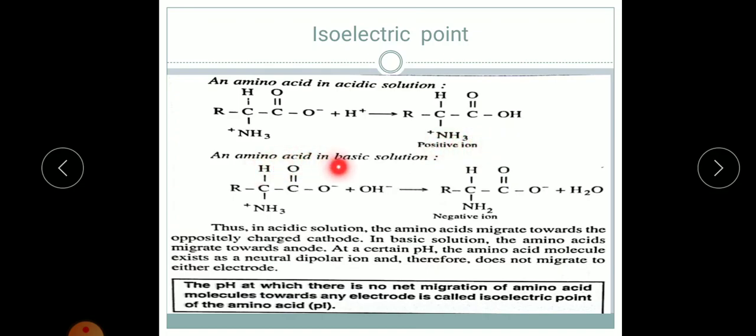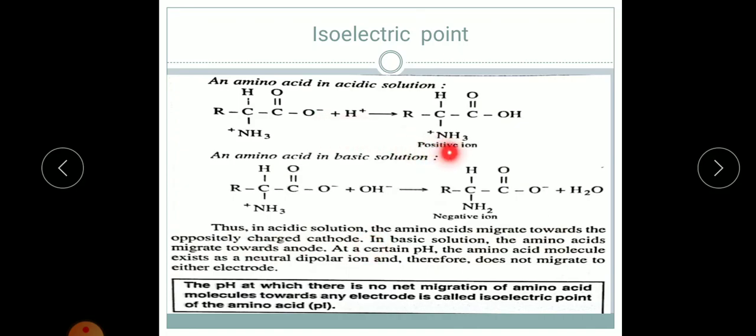Whereas when an amino acid is added to basic solution, what will happen? The NH3 plus will give up H plus, which forms a water molecule, and this will remain a negative ion. So it will form a negative ion. So remember that an amino acid in acidic solution becomes a positive ion and an amino acid in basic solution becomes a negative ion. Now in acidic solution, the amino acids migrate towards the oppositely charged cathode.